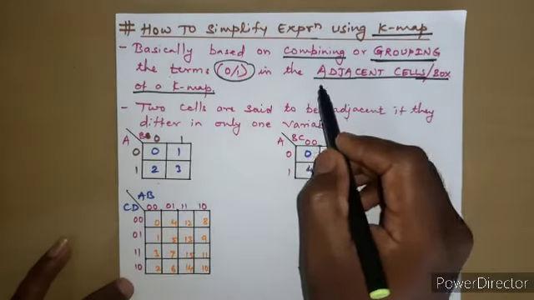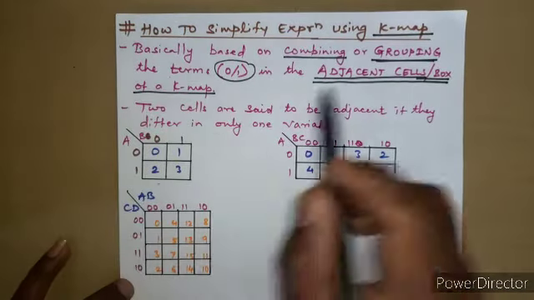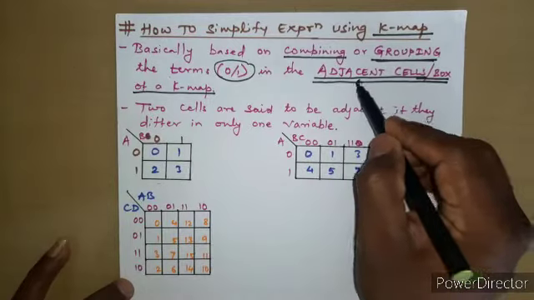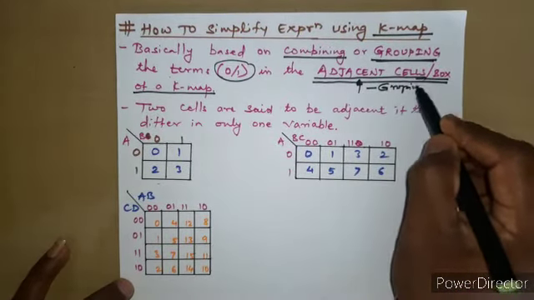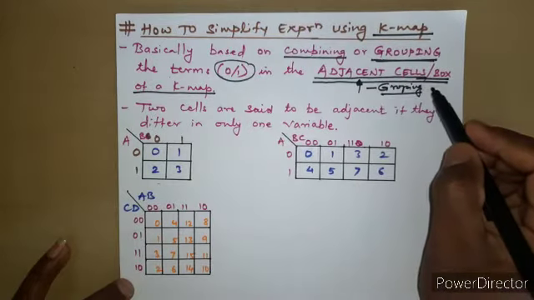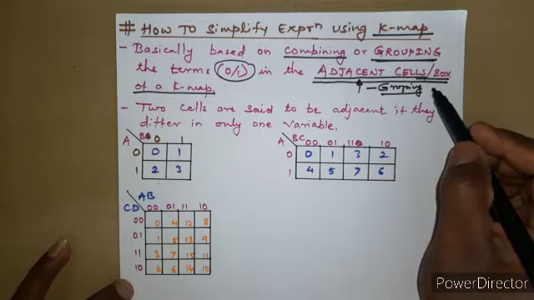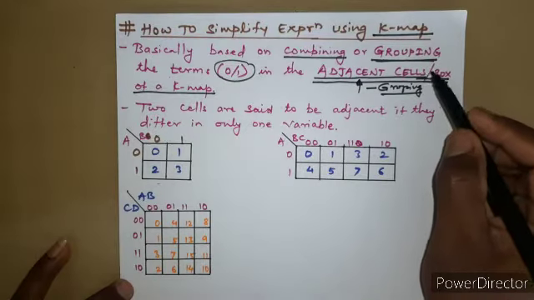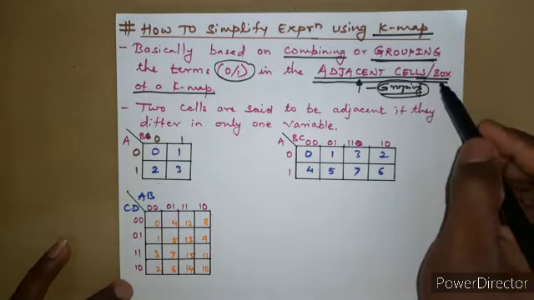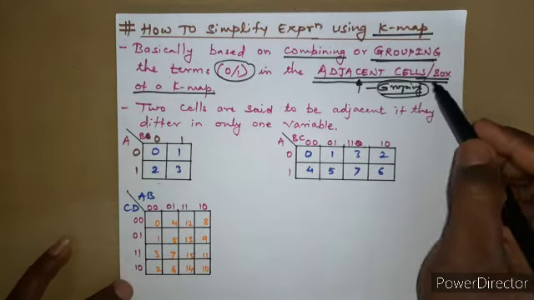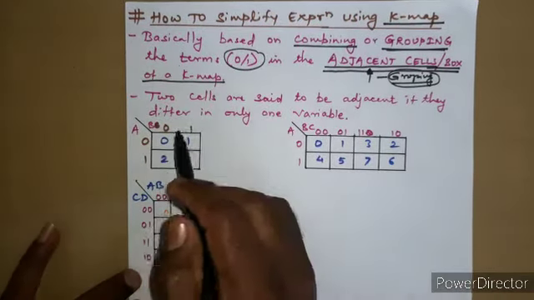Now this adjacent box is very important, very critical, because if we understand what this adjacent box is, then grouping is very easy. And we can only simplify the given expression with the help of K-map when we group them. Without grouping you cannot simplify. So that's why this plays a very important role here.